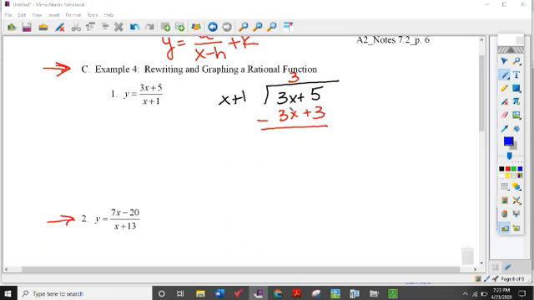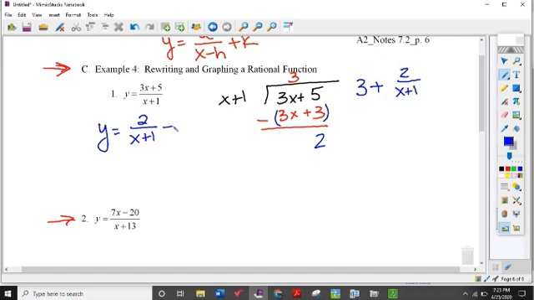And then when you subtract, 5 minus 3 is 2. And remember, when we were rewriting this, we would rewrite it as 3 plus the remainder over the divisor. So this is how we wrote it in the previous sections. But now we're actually going to put the remainder first. And you can see now that we have our h and our k.